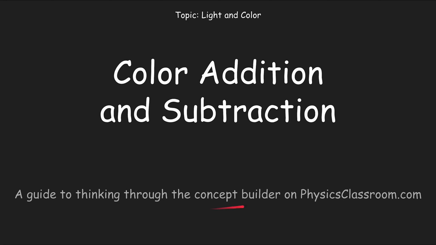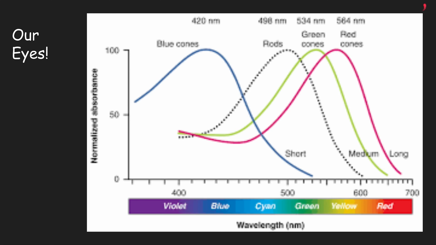Today we're going to be taking a look at a concept builder on physicsclassroom.com titled Color Addition and Subtraction, under the topic of light and color. Before we get started, there's a link up here to a video that I made in the past that goes into more depth about how our eyes see color. But I'm going to highlight that here enough to get through this concept builder.